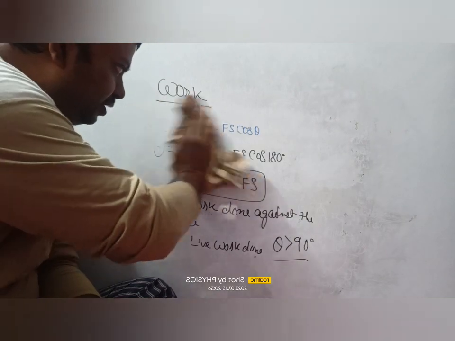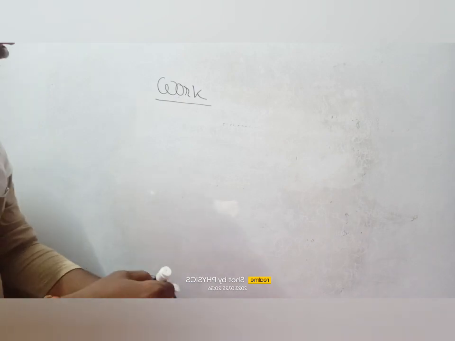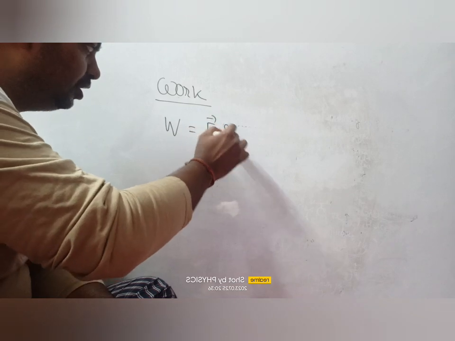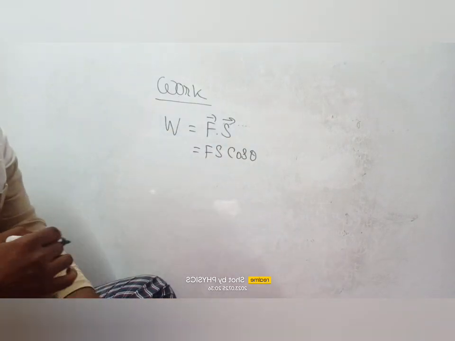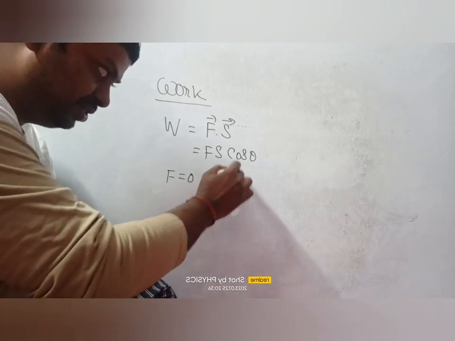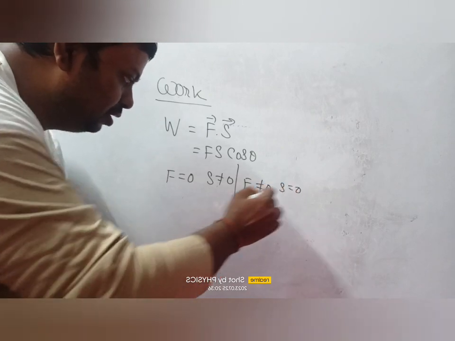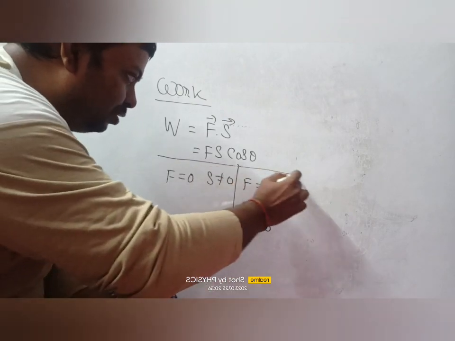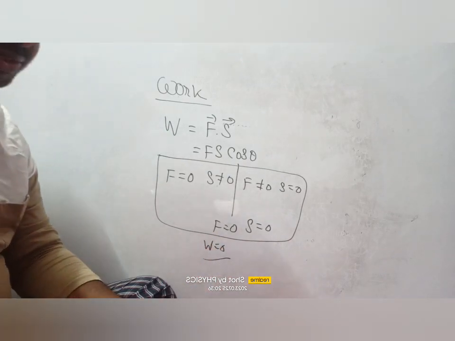Now let's move to the third case. The third case is W equal to F dot S, that is equal to F S cos theta. Now if we consider F equal to 0 but S not equal to 0, first case; F not equal to 0 but S equal to 0; third case, F equal to 0 and S equal to 0. Then for all three cases, we have W equal to 0. That is, no work takes place.